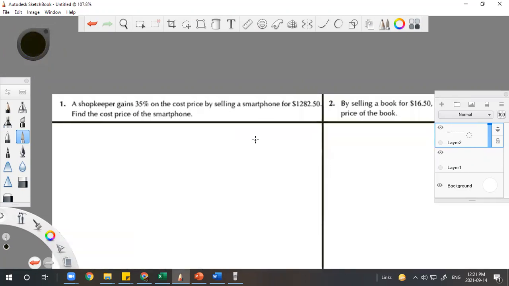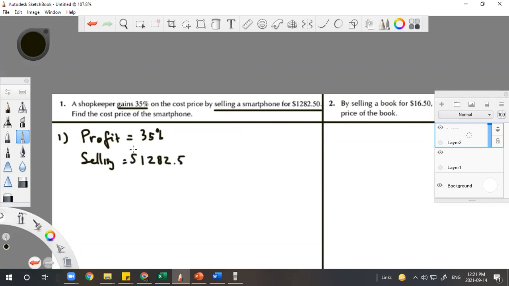So this is quite simple, but again, the first step affects all the steps in my working. I don't use any formula in this case. I just use the 1% thing or $1 thing, as I already told you. Now, number one, the shopkeeper gains 35%. So they get the profit of 35% by selling a smartphone for $1,282.5. So the selling price is $1,282.5.